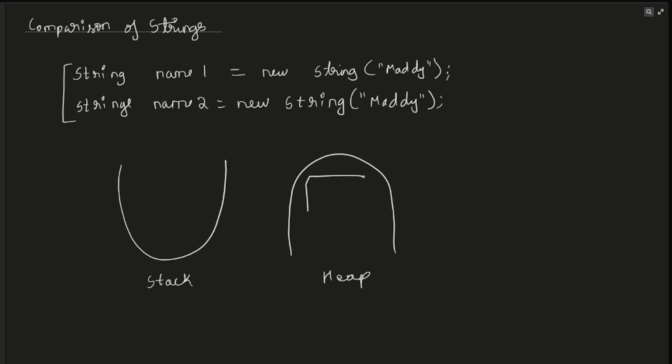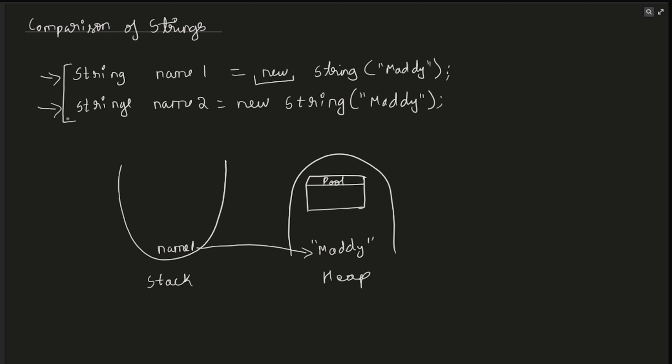And for strings, a separate string pool is maintained. Whenever the compiler encounters this line, name1 will go to stack memory and an object value is created in the heap. Here is the change in behavior. Whenever a string is created with a new keyword, an object is created outside the string pool and inside heap memory. And name1 will point to the created object.